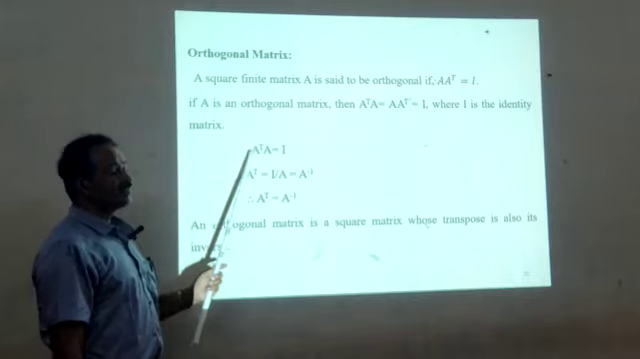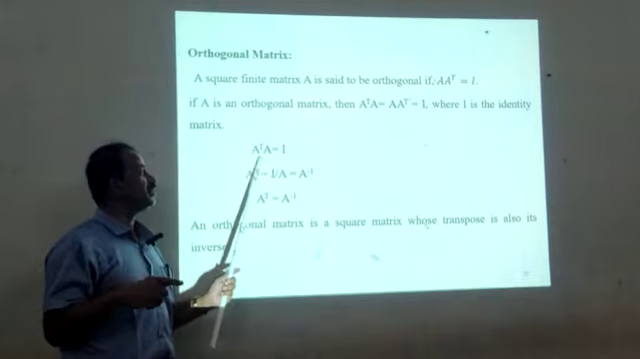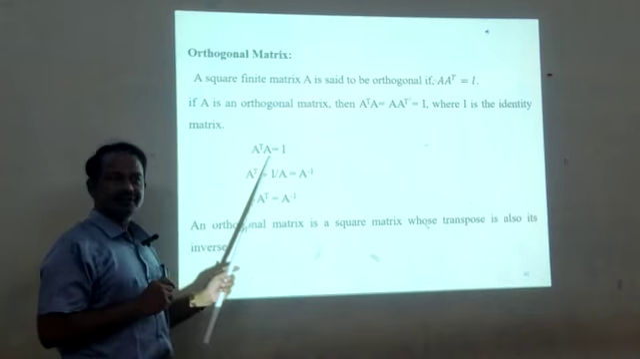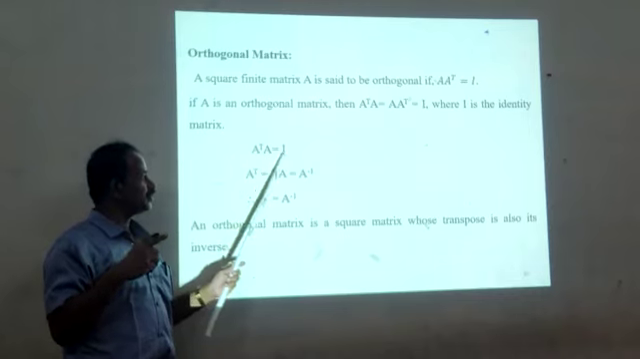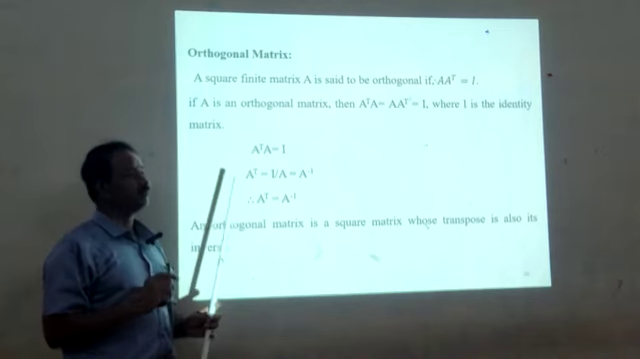Orthogonal matrix. The condition for an orthogonal matrix is this one: A transpose multiplied by A will give you I, the identity matrix. So you have a matrix A, you take the transpose of the matrix, multiply these two, and that will give you the identity matrix. And of course, A transpose equals A inverse.